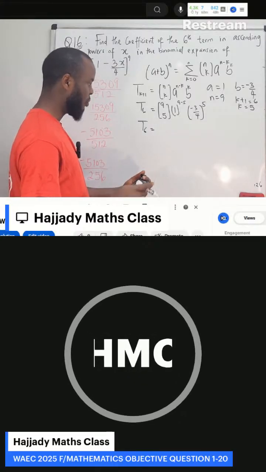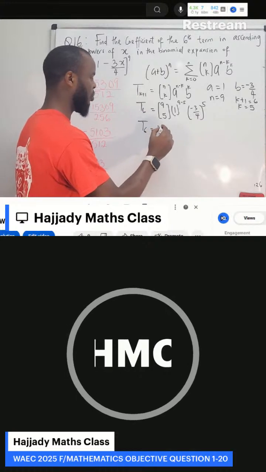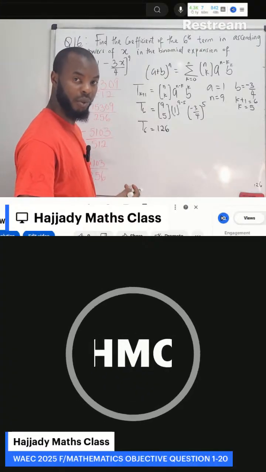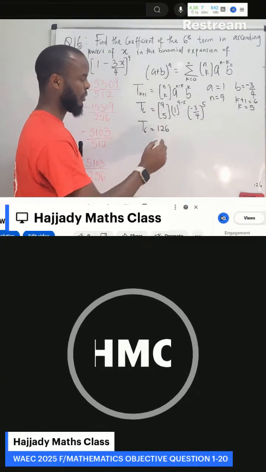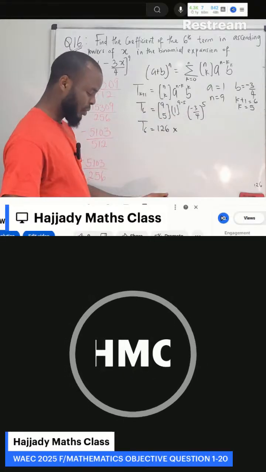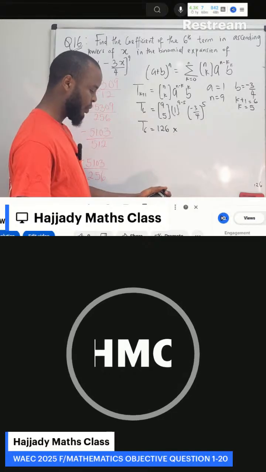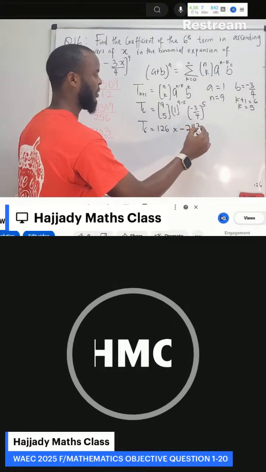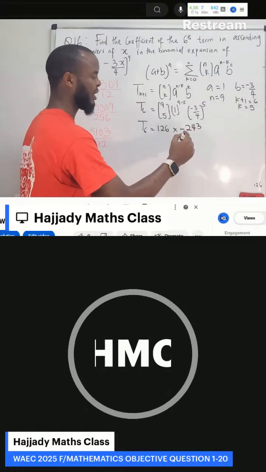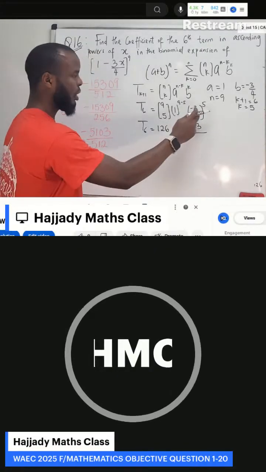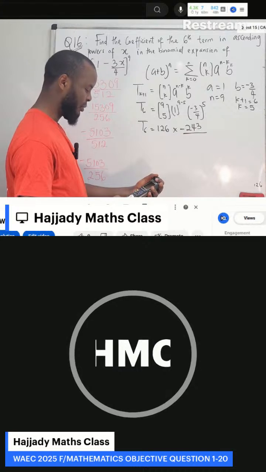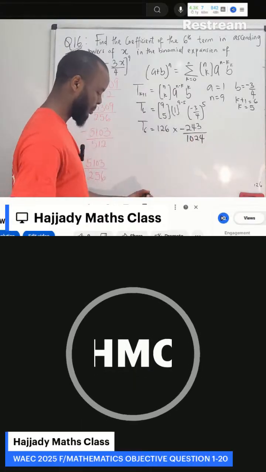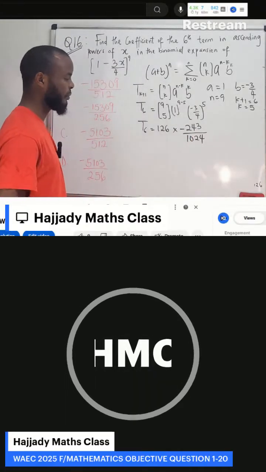If you do that, 9 combination 5 is 126. 1 to the power of 9 minus 5 is still going to be 1, so this is gone. Times -3 to the power of 5. 3 to the power of 5 is going to be 243. Don't forget the negative sign is maintained. 4 to the power of 5 is 1024. So this is what we've got.